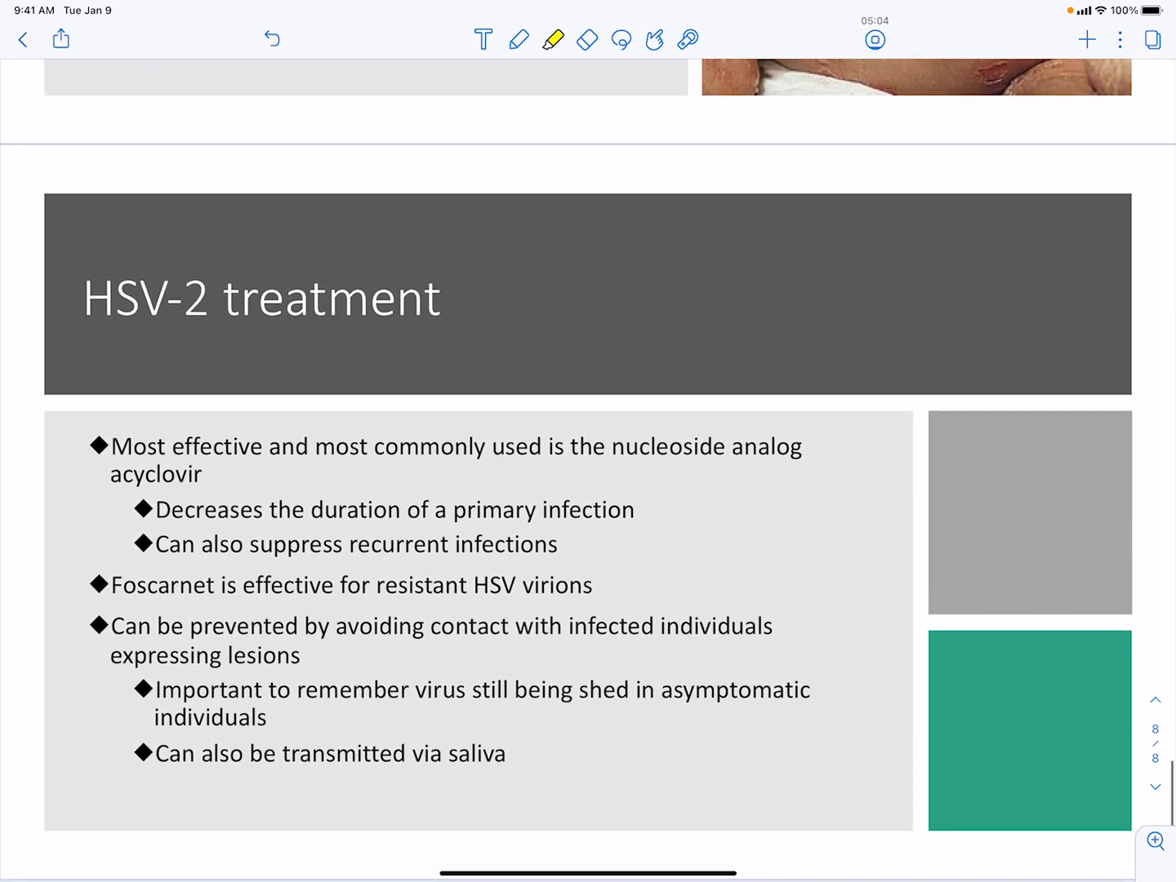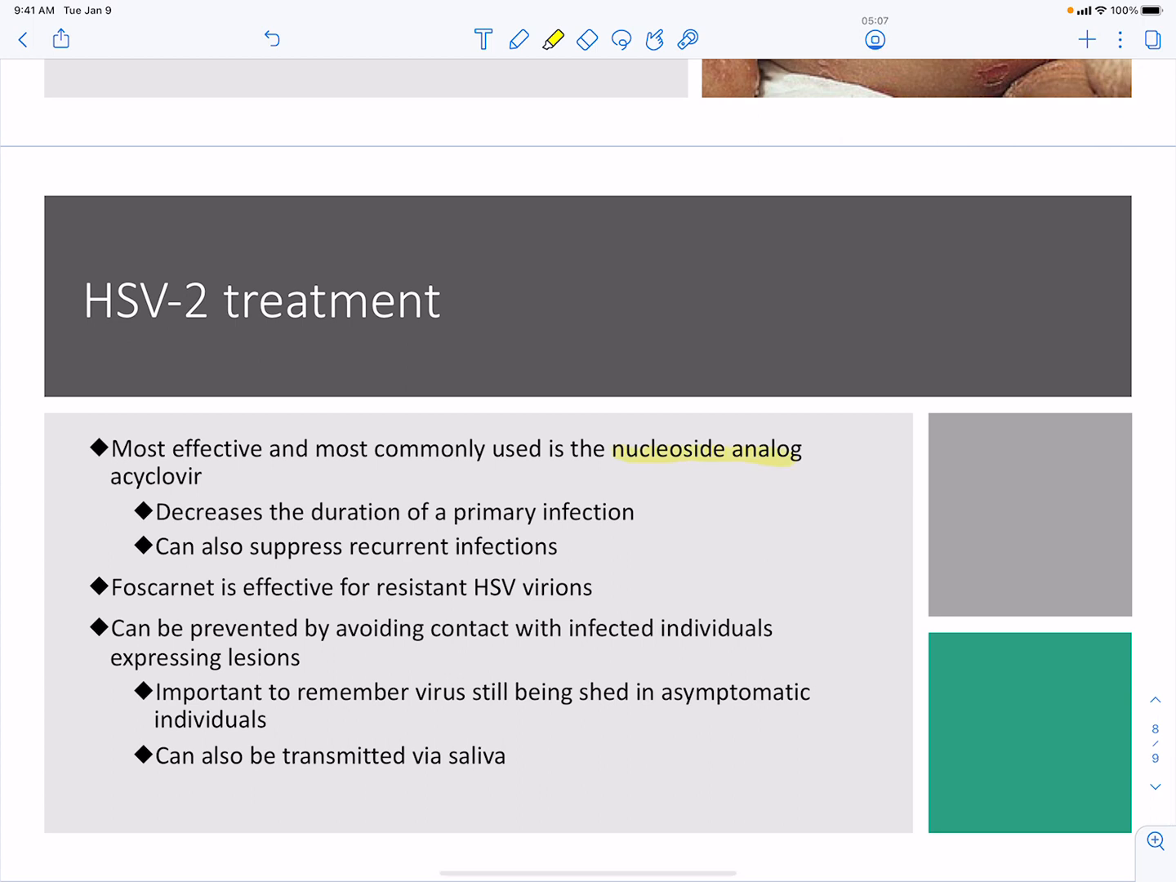The most common treatment is a nucleoside analog drug, acyclovir, and this is going to decrease the primary infection. There are also some other treatments for herpes simplex viruses that are resistant to acyclovir. Of course, you can prevent the infection by avoiding contact with infected individuals, especially those with lesions. But it's important to remember that you can spread the virus even if you're asymptomatic. And it can be transmitted via saliva, similar to herpes simplex virus type 1.